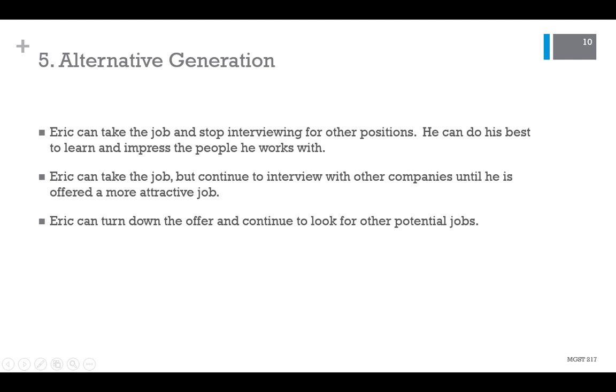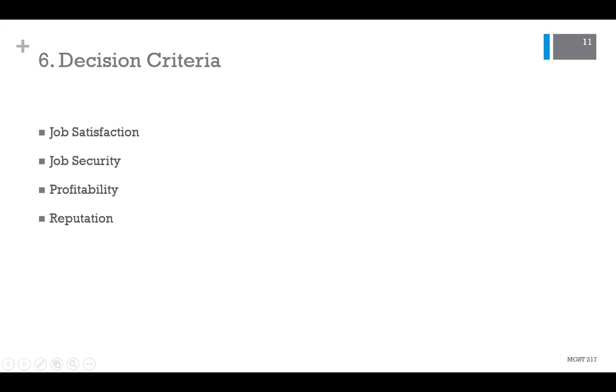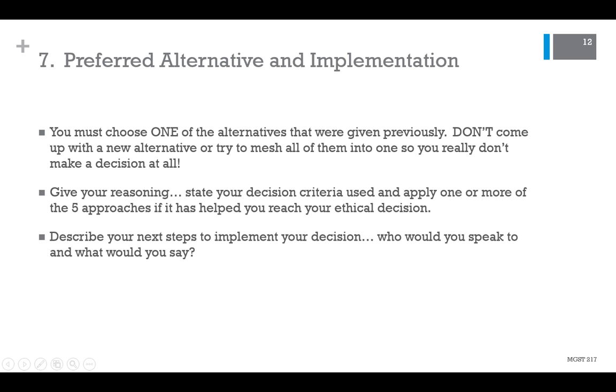In alternative generation, we have 3 alternatives. One of the biggest mistakes that students make is they'll list their 3 different alternatives, but then when it comes to the actual choice, they make up a completely new one. And that's never good. So the first thing that we're looking for is that one of the alternatives that you listed above is the one that you're going to choose. So don't come up with a new alternative or try to mesh all of them into one so you really don't have to make a decision.